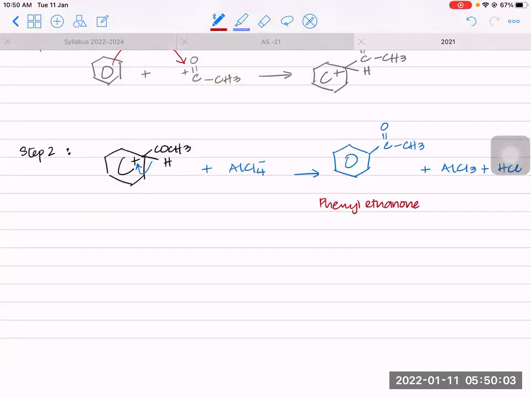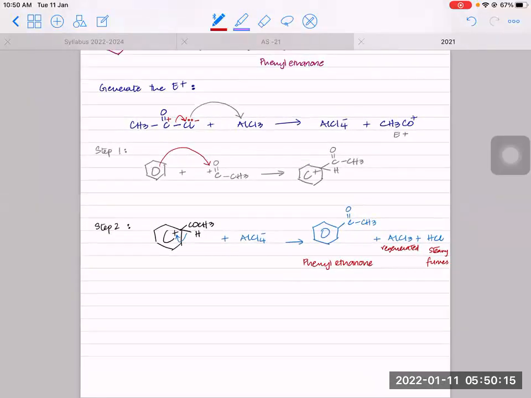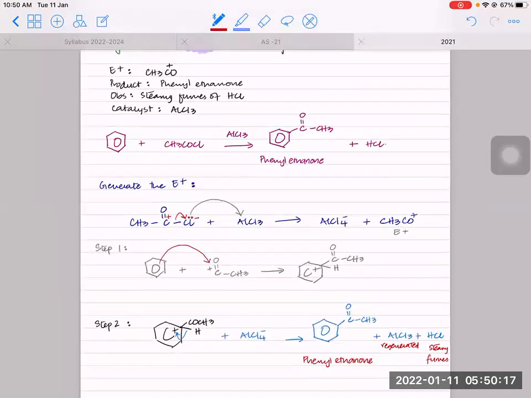Yes, and your catalyst is regenerated, and you will have what? Steamy fumes of HCl. Is this clear? Same mechanism. The only thing that's different here is the electrophile, as you can see. Is this clear?